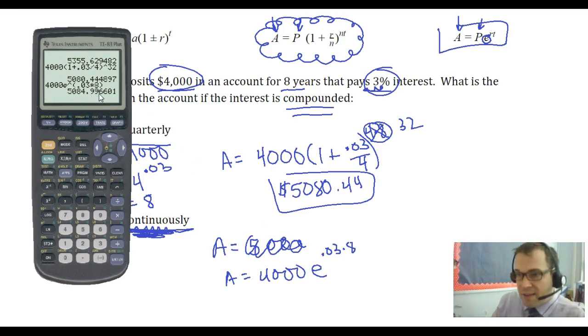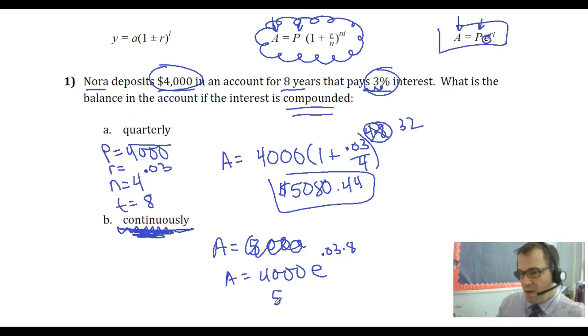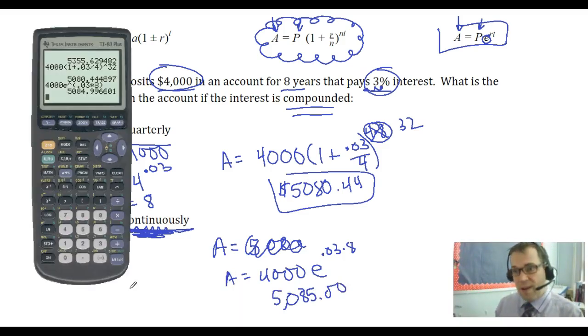$5,084.996. This 6 makes this round up to 005. So it'd actually be 5,085.00. It's a lot of rounding going on there, but hopefully that makes sense.